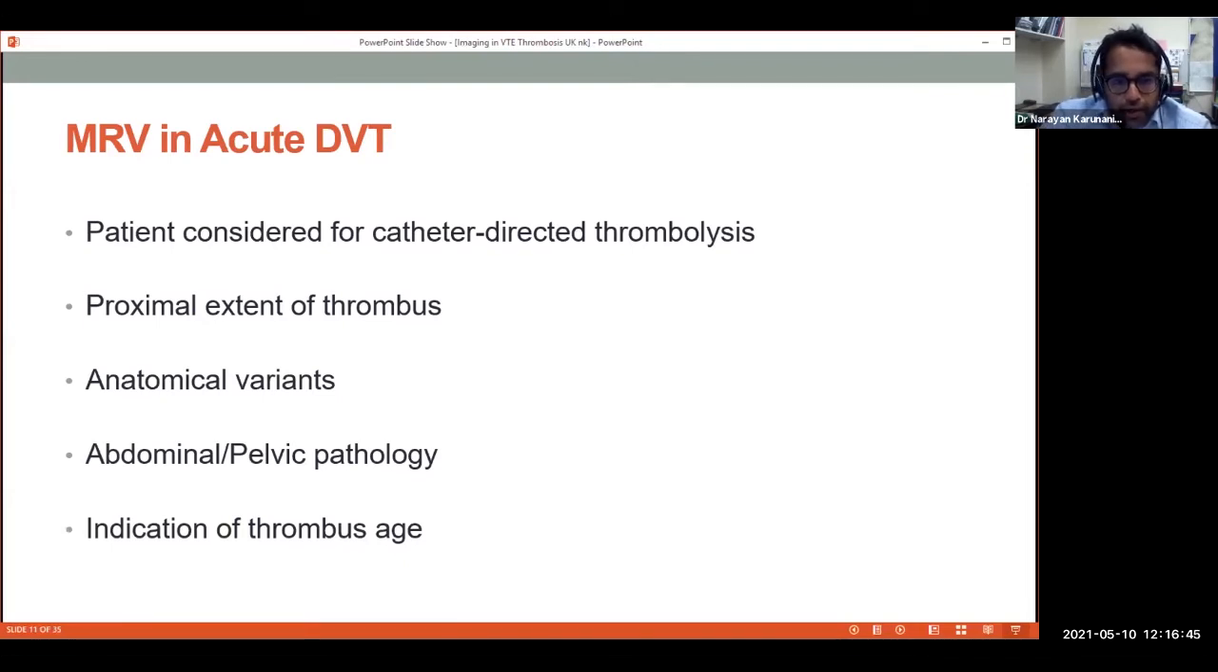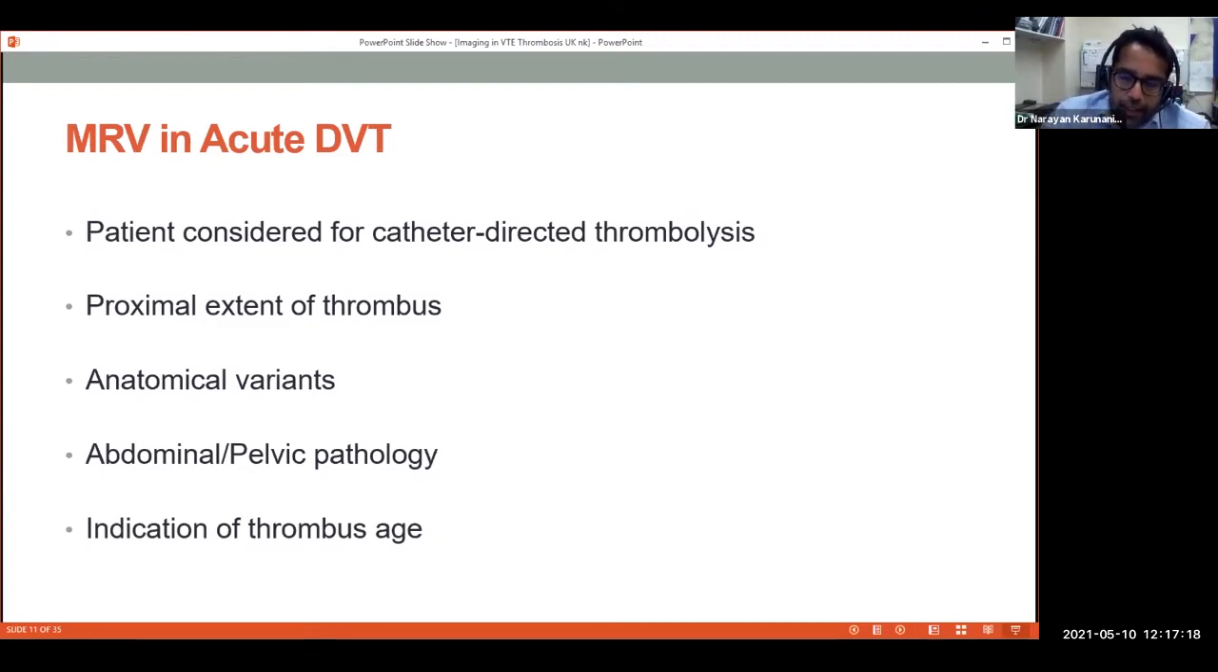But beyond the diagnosis of deep vein thrombosis within leg veins, there are important management considerations which imaging can help with as well. We do know that there is an increasing trend towards managing patients with iliofemoral deep vein thrombosis, in particular with catheter-directed thrombolysis. And when there are patients being considered for that, the MR venography comes into its own in providing incredible amounts of information, which are really helpful in guiding treatment.